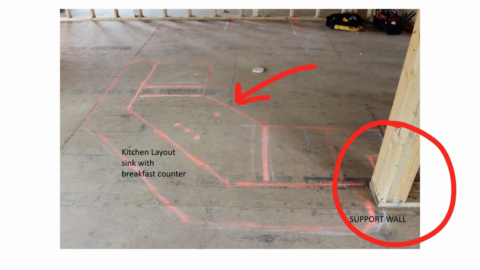It's going to have a breakfast bar. That's what this over here is, a layout for the breakfast bar. This is a supporting wall. So this kitchen is going to be open into the great room or a dining area. So this is going to be the end of a structure that's load bearing. That's why these are all nailed together.